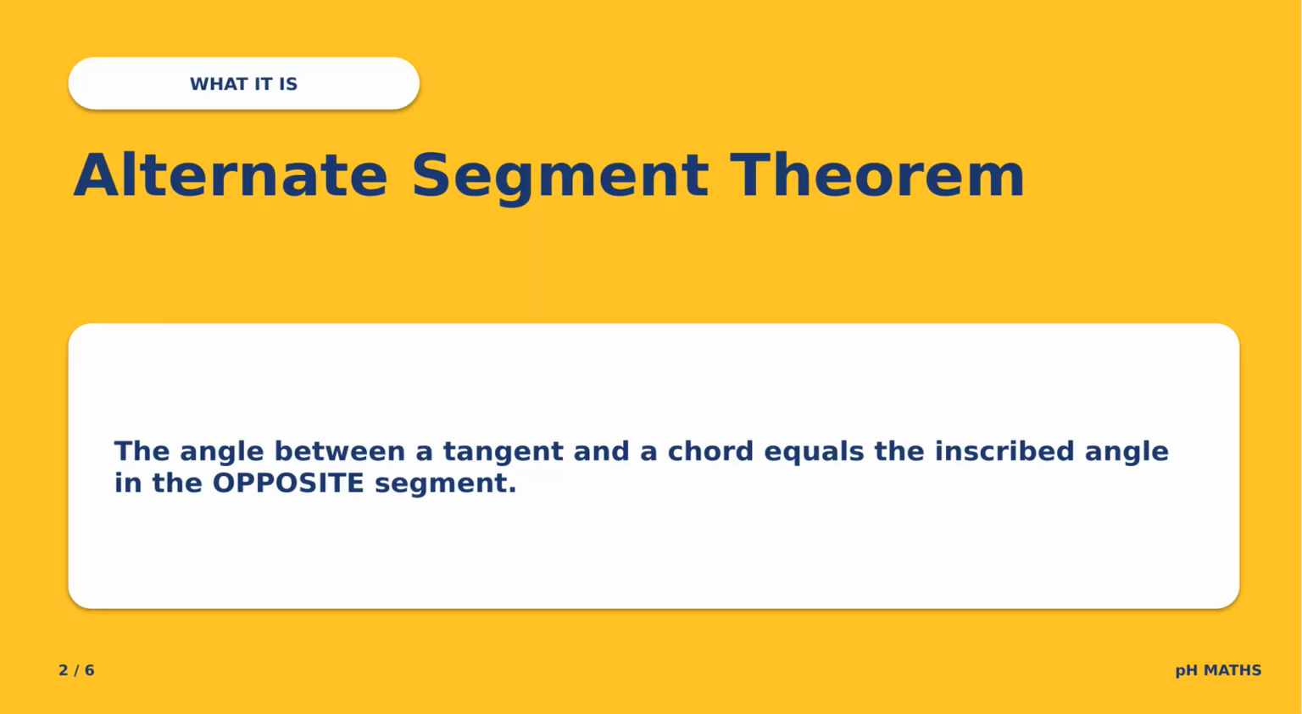Definition. When a tangent meets a chord at a point on the circle, the angle between the tangent and the chord equals the inscribed angle in the opposite segment of the circle. The chord divides the circle into 2 segments. The angle on the far side of the chord matches the tangent chord angle.